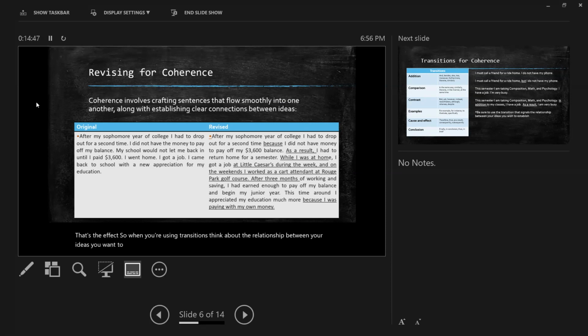So when you're using transitions, think about the relationship between your ideas that you want to show. Is it one of addition? Is it one of contrariness, like however, and transitions like that? Is it causal, or cause and effect, like the one that I have here?